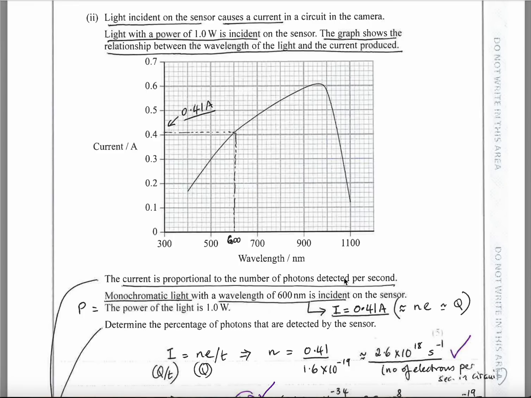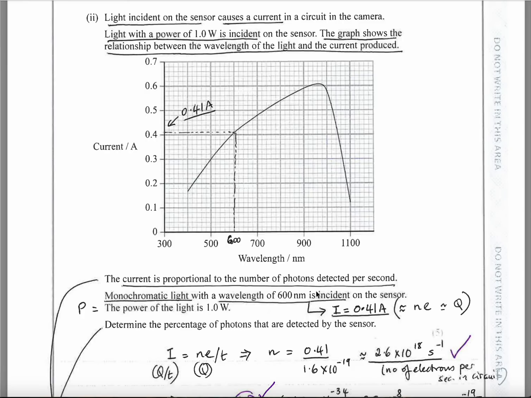The current is proportional to the number of photons detected per second. Yeah, well, I'm not sure that detected is right, but it's proportional to the number of photons incident on the sensor per second. Okay, so we have to do some working out. They're already telling us that we have to use this graph by giving us the graph. Now it says monochromatic light. That means they're only using single frequency light. Monochrome: mono means one, chrome means color. And for physics, chrome means frequency or wavelength. So we're talking about 600 nanometers, which I referred to.